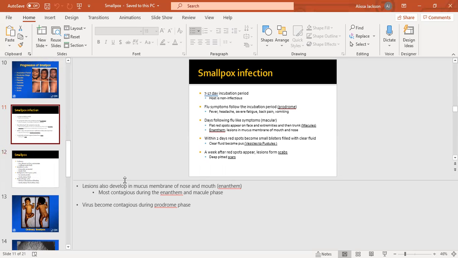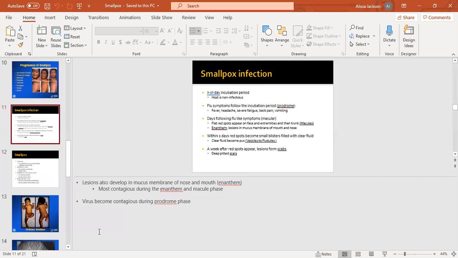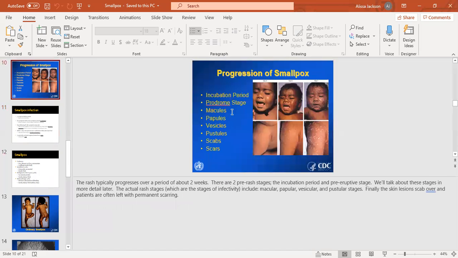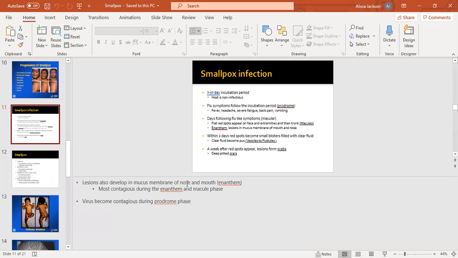And so if you go in the PowerPoint and look at his notes under each slide, that's a good way to study too. So you're most contagious in this phase, when you have lesions in your mouth and the macule phase. So are the lesions in the mouth during the macule phase, or are they just kind of whenever? Yes, I would say so because it's under the macular one. I would feel good saying that.